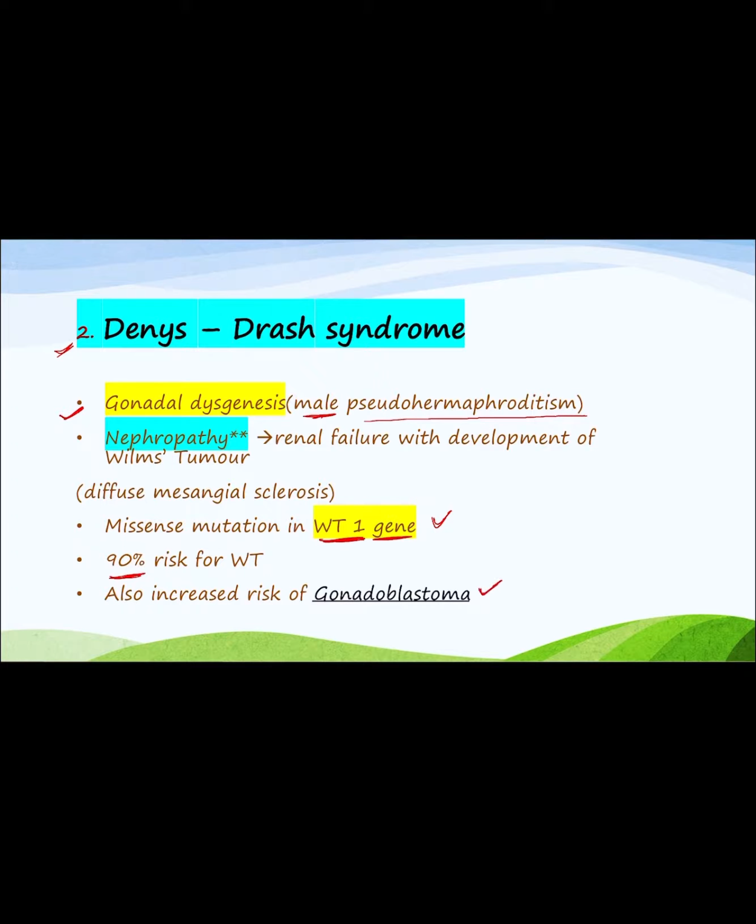risk for gonadoblastoma. Gonadoblastoma is a tumor consisting of germ cells and sex cord stromal cells seen in the gonads. Now Denys-Drash syndrome manifests with gonadal dysgenesis, male pseudohermaphroditism, and nephropathy. The kidney shows diffuse mesangial sclerosis and later on develops renal failure, with development of Wilm's tumor. So this is the second syndrome that you should remember. It is associated with Wilm's tumor, and the gene showing the missense mutation is again the WT1 gene.